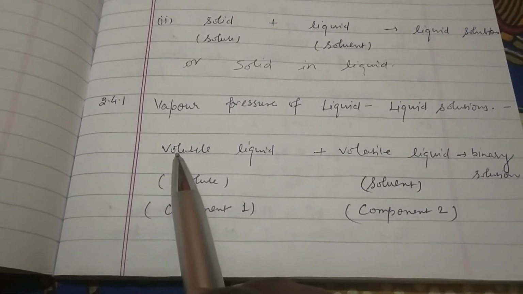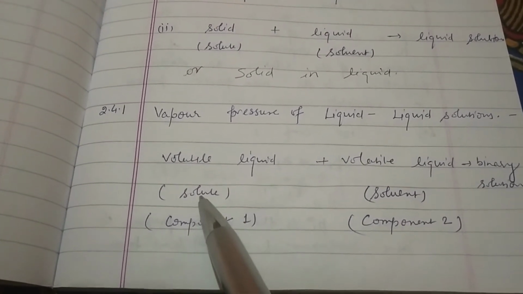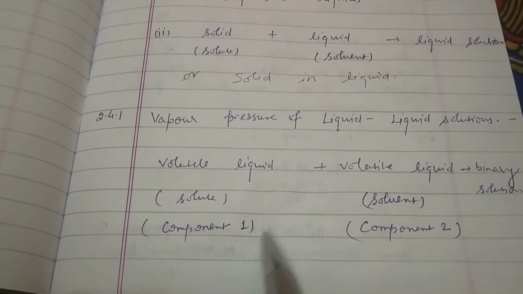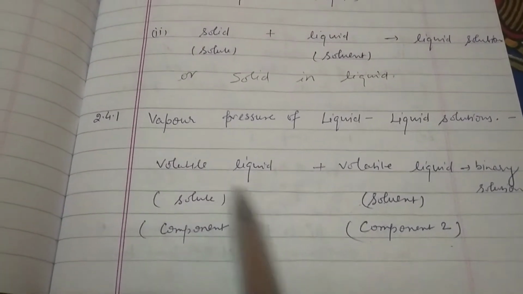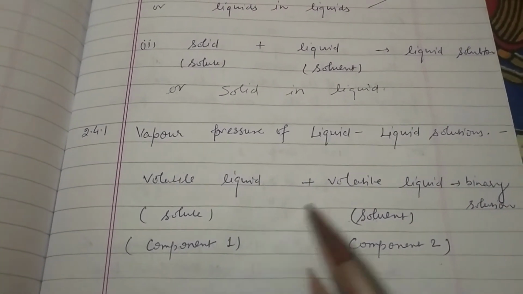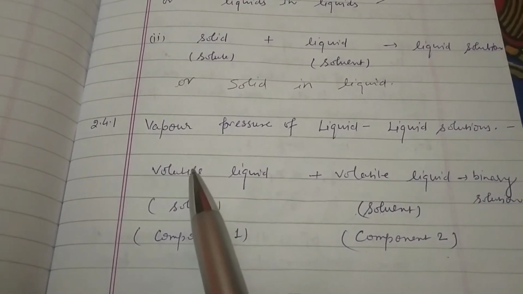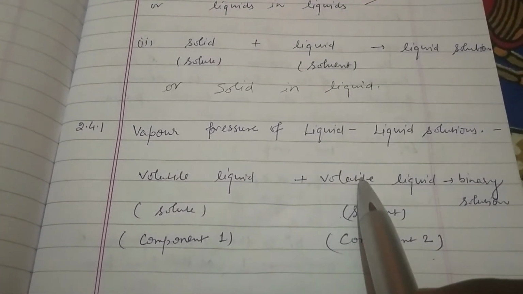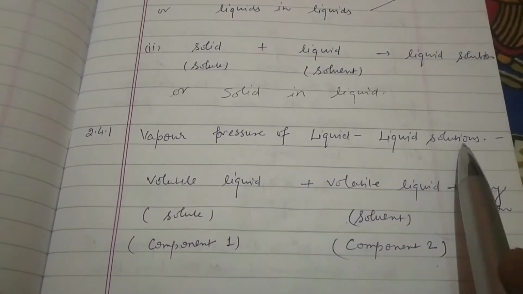Again, we discuss two components, the solute and the solvent. Let the solute be component first and the solvent be component second, and these two components are volatile. Volatile means they vaporize very easily. When a volatile liquid is added to another volatile liquid, which is the solvent, and forms a binary solution, that is called a liquid solution.